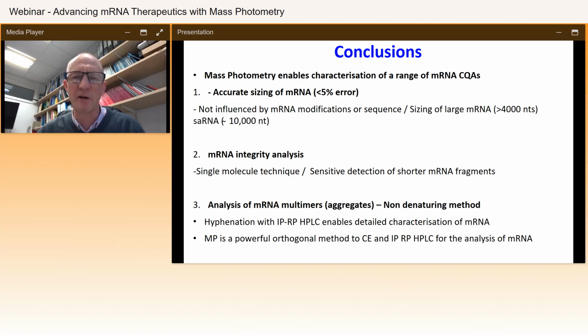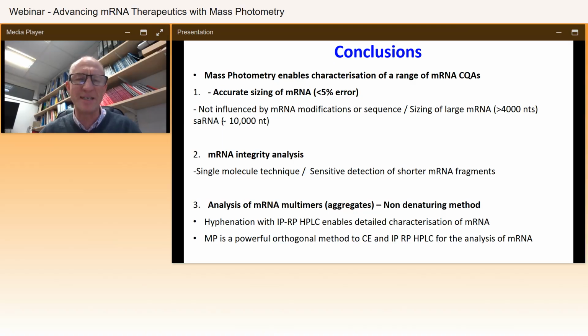And finally, I've shown, hopefully, that mass spectrometry is a really powerful tool for looking at mRNA multimers and mRNA aggregates. So just to highlight, it's a non-denaturing technique, and we can do it in native buffers such as PBS. And we can also really show that it's well suited to hyphenate with chromatographic techniques. So I've shown you many examples where we can do the chromatography, we can separate our peaks, our fractions of interest, and then directly validate and characterize those on the mass spectrometry technique. Being single molecule, again, we don't have to worry about low concentrations or low amounts that we've got present. So in essence, we think mass spectrometry is a really powerful orthogonal method.